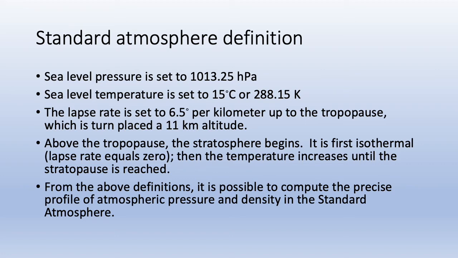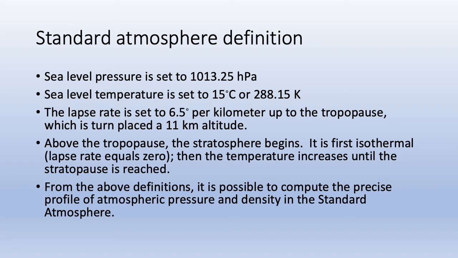The first property that is set is the sea level pressure. The pressure is defined to be 1013.25 hectopascals at sea level. The surface temperature, that is the temperature of the air at the surface, is set to be 15 degrees Celsius or 288.15 Kelvin.